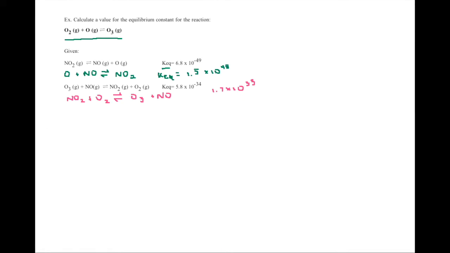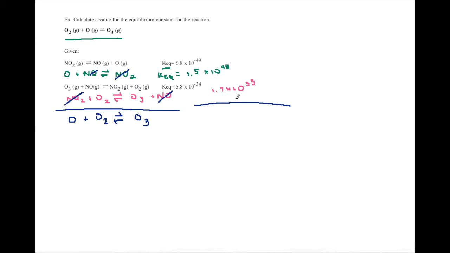Now I'm going to sum these reactions together to make sure that I don't need to do anything else to my equilibrium constants. My nitrogen monoxides cancel out because they're on opposite sides. My nitrogen dioxides cancel out, and what I'm left with is simply oxygen reacting with O2 to make O3. So that's the reaction that I was interested in.